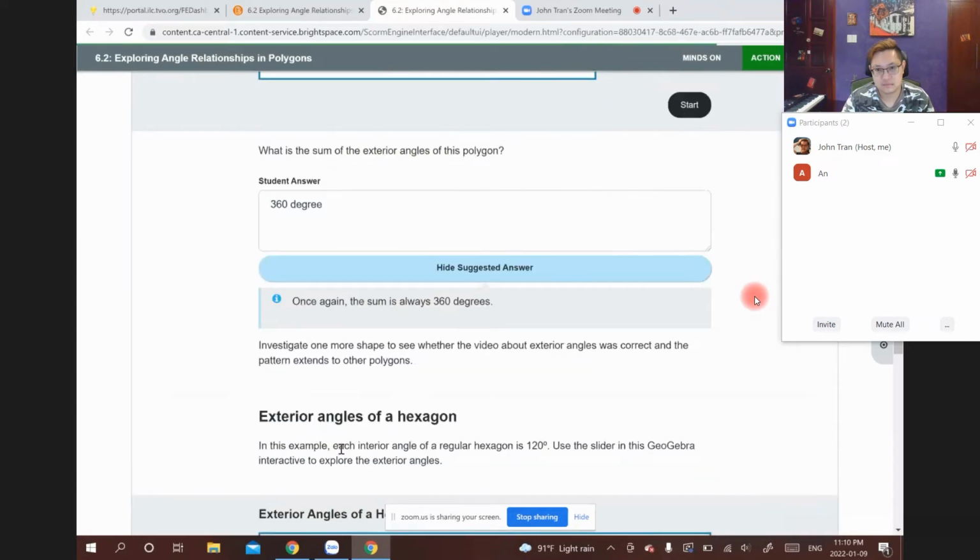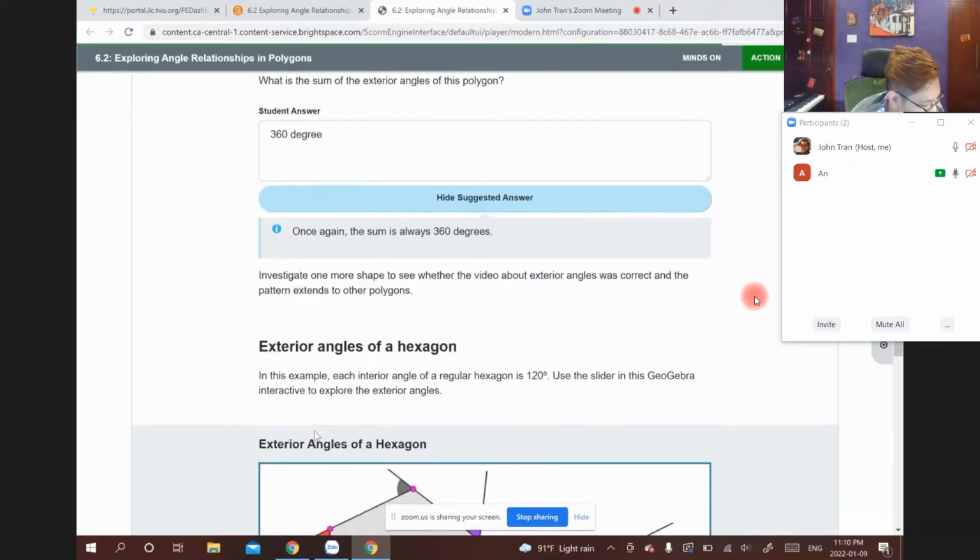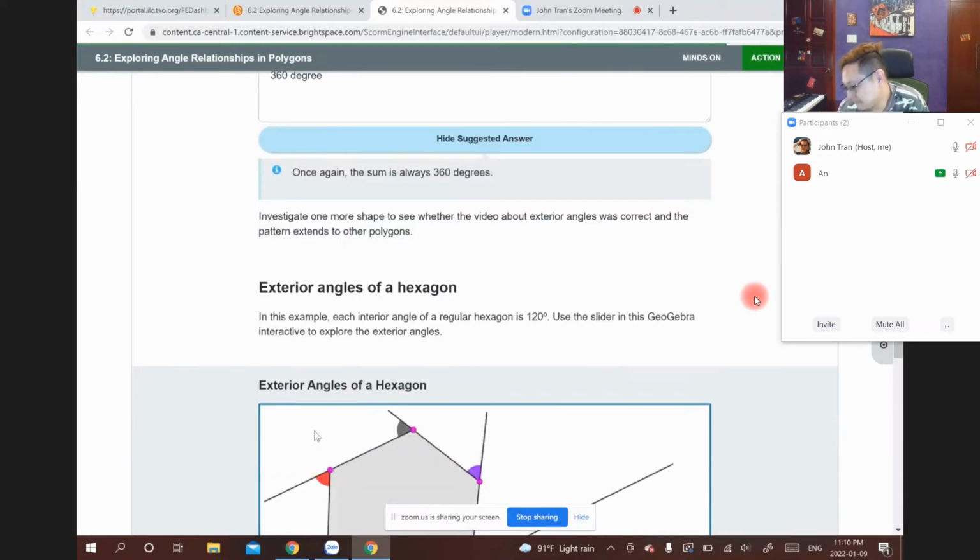Investigate one more shape to see whether the video about exterior angles is correct and the pattern extends to other polygons. Exterior angles of a hexagon.